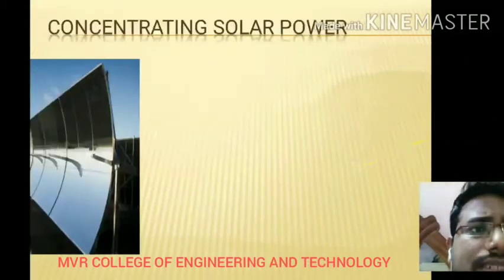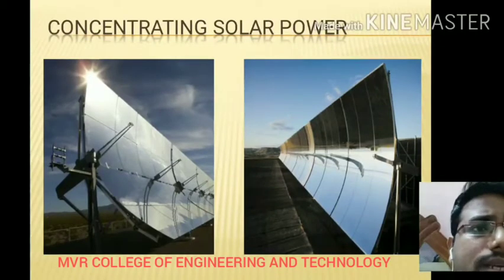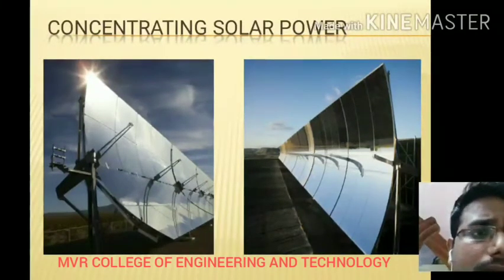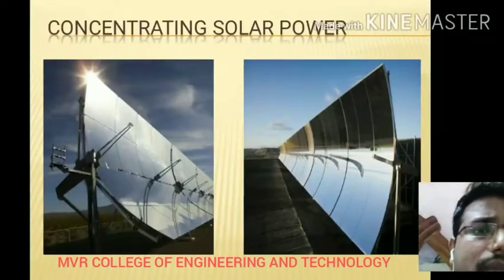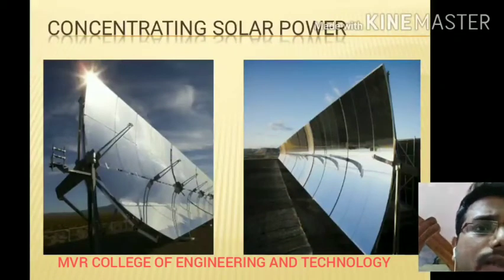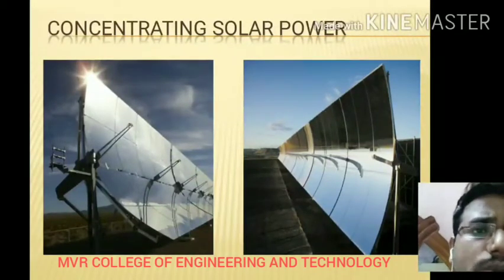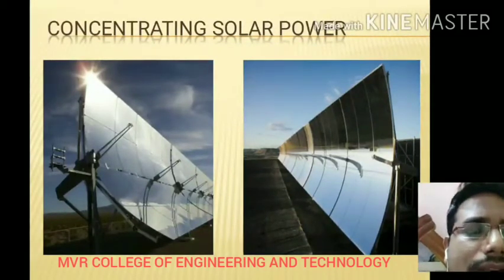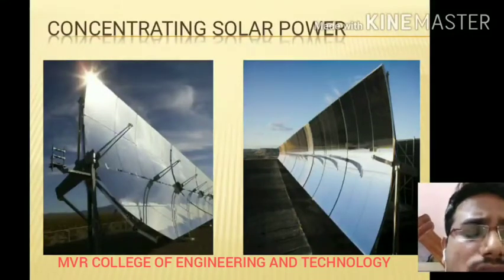Let us see the next slide. There will be concentric solar heating also. You can see this concentric solar heating. There will be a solar mirror. By using this solar mirror, there will be a tube of molten salt. Under the solar mirror there will be molten salt.